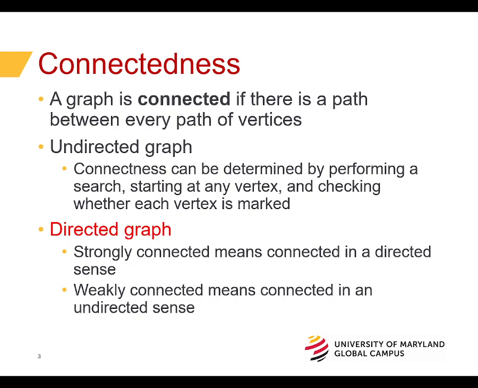With a directed graph, there's 2 types of connectedness. A graph is strongly connected if it is connected in a directed sense, meaning there is a directed path connecting every pair of vertices. Weakly connected means that it is connected in an undirected sense, ignoring the direction of the edges. Clearly, every strongly connected graph is weakly connected, but the reverse is not necessarily true.